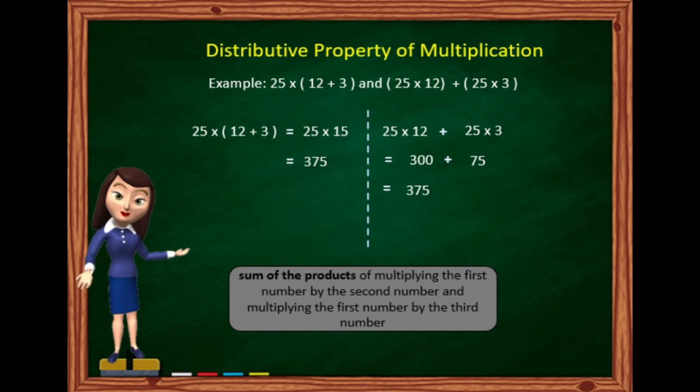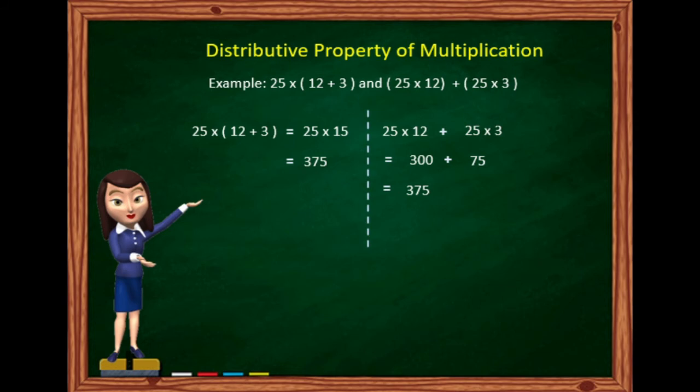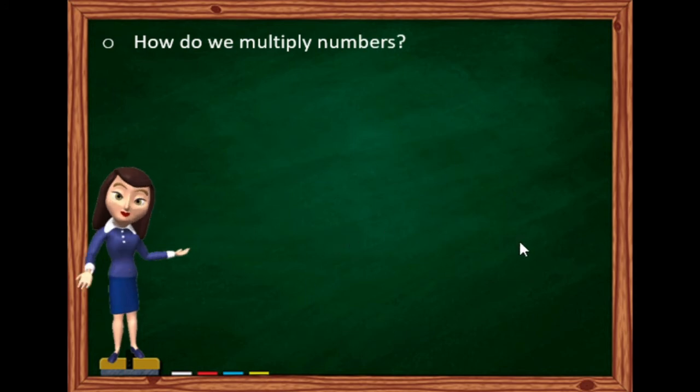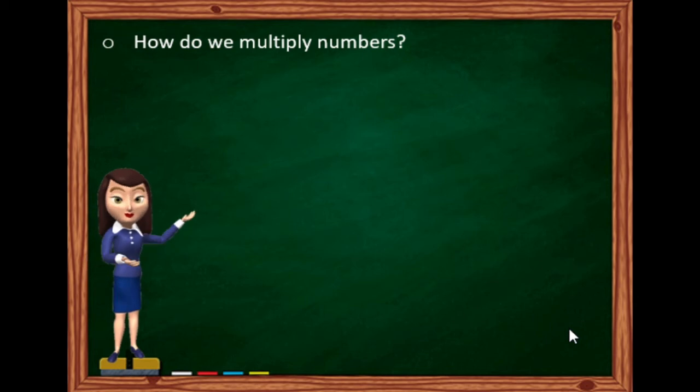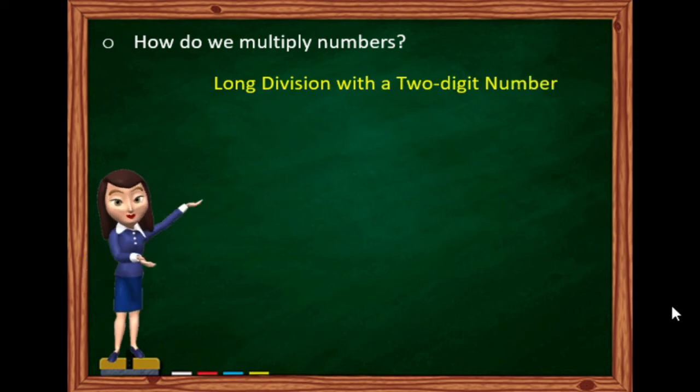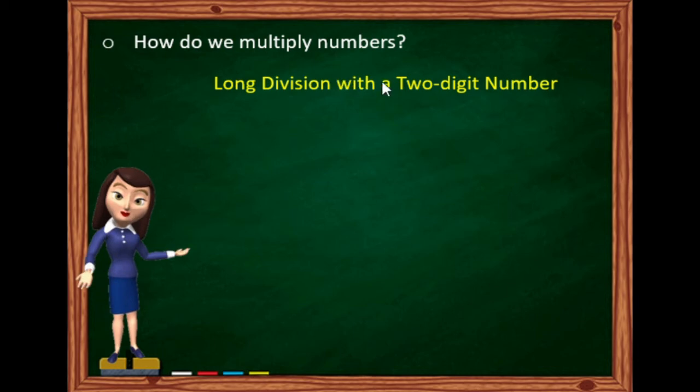Okay. We are through with the properties of multiplication. Now, let's move on to how do we divide numbers? I will present to you two ways to divide numbers. It's long division with a 2-digit number, and the other would be long division with a 3-digit number.